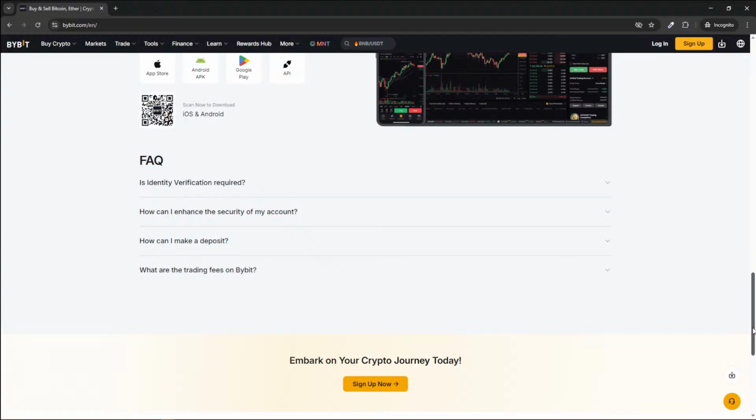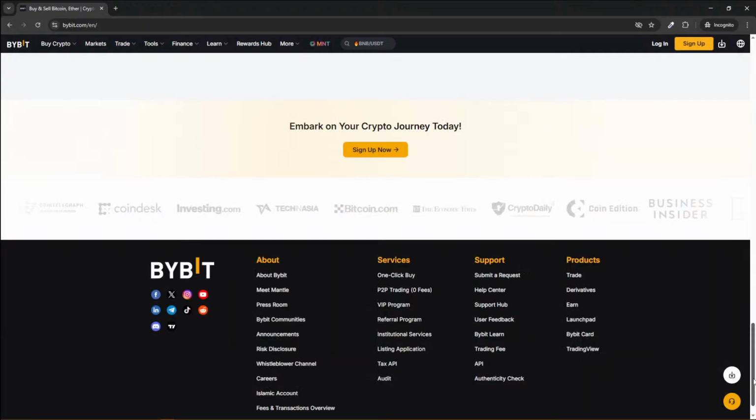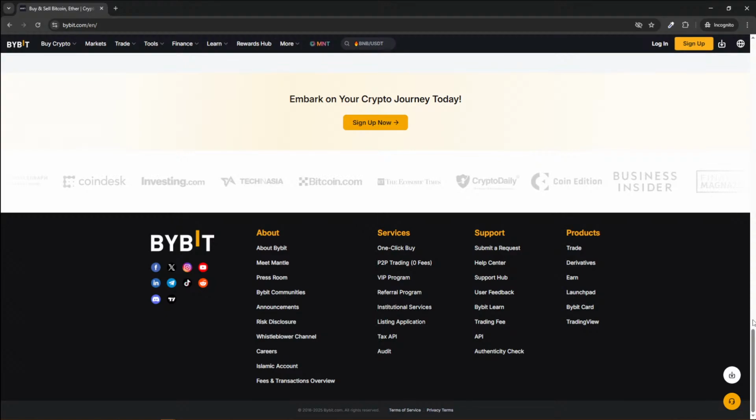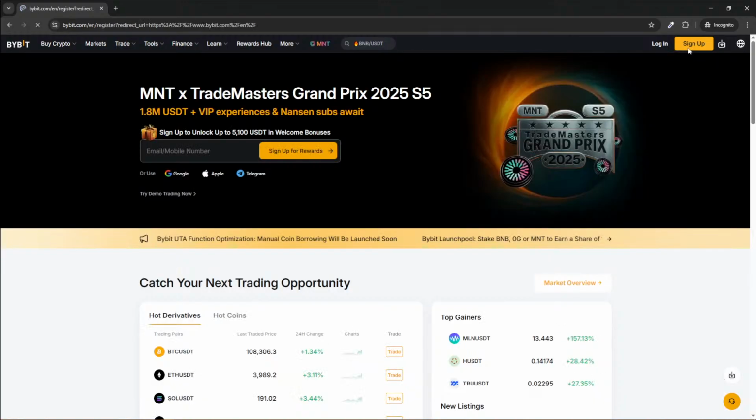Alright, for those who like referrals, there's the referral program, which we will also look at in a minute. So let's get started. The sign up buttons right here include Google, Apple, and Telegram. You can simply use the sign up button right here to get started.